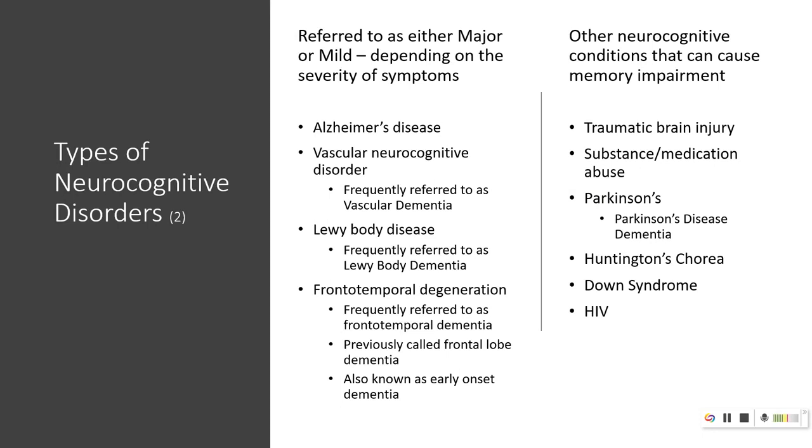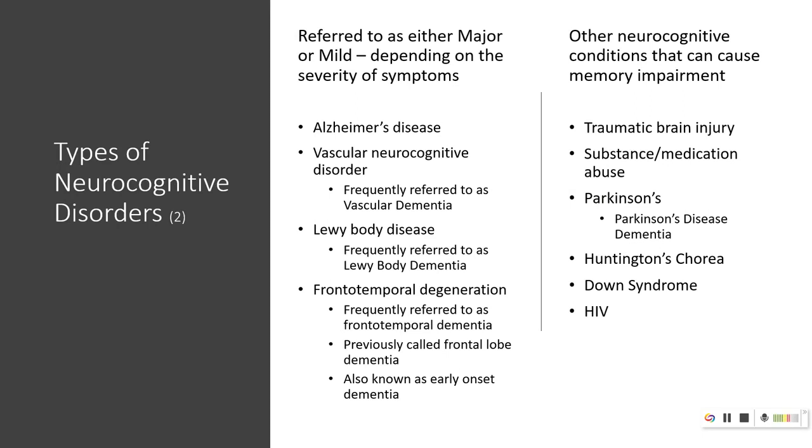they're either referred to as major or mild, and it depends on the severity of the symptoms. So we have Alzheimer's disease, and then we have a vascular neurocognitive disorder, which is frequently referred to as vascular dementia. Lewy body disease, which we frequently refer to as Lewy body dementia. Frontotemporal degeneration is what it's called in the DSM-5, but that's frequently referred to as frontotemporal dementia. We used to know it as frontal lobe dementia, and it can sometimes be thought of as early onset dementia.